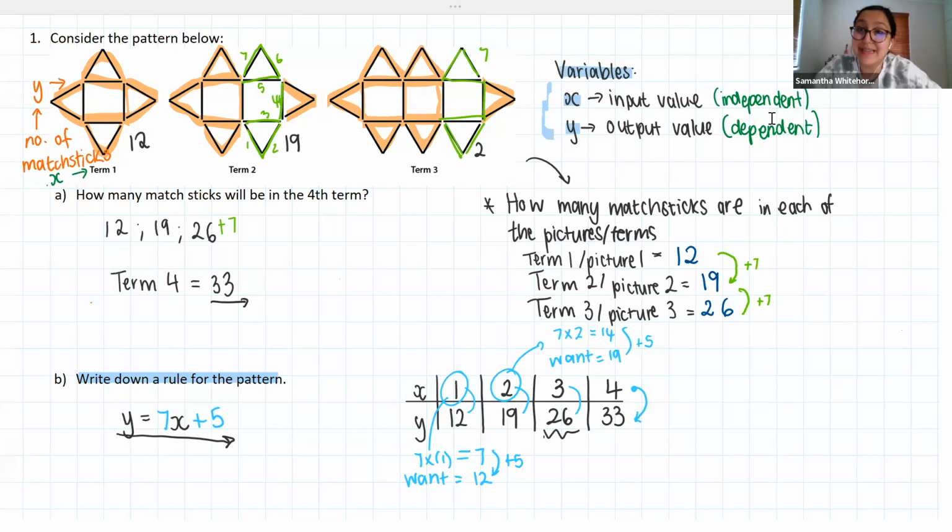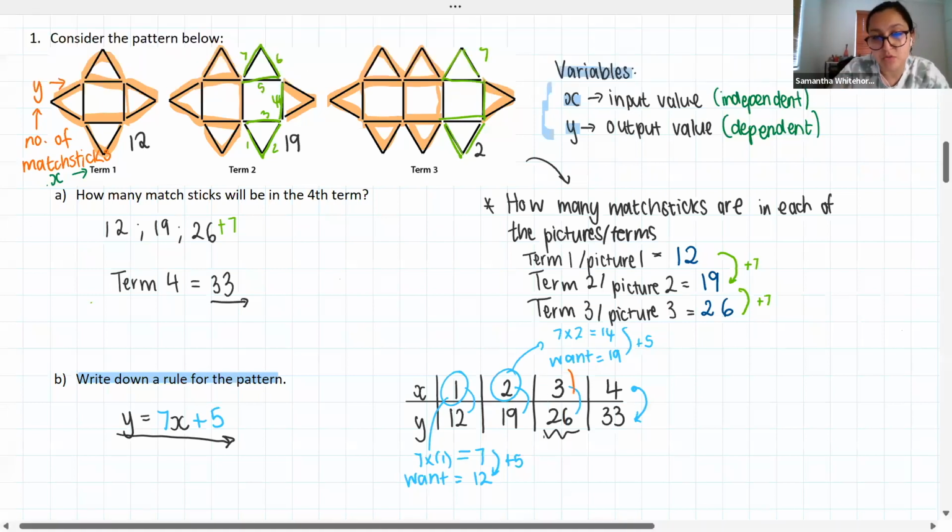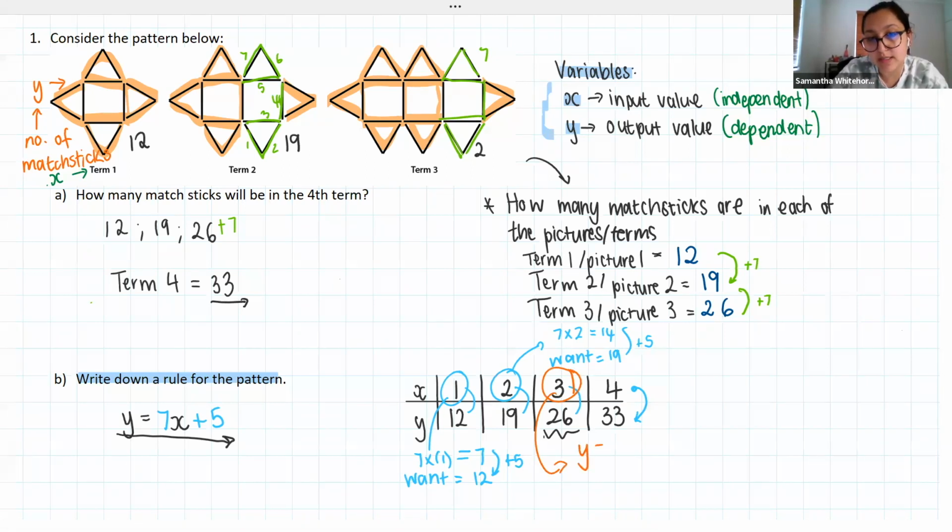Sipilele, the rule is exactly the same for 26 and 33. So this rule of 7x plus 5 is exactly the same, and I'll prove it to you now. If we take our input value of 3 and apply the rule, our rule is y is equal to 7x plus 5. X is the value 3.